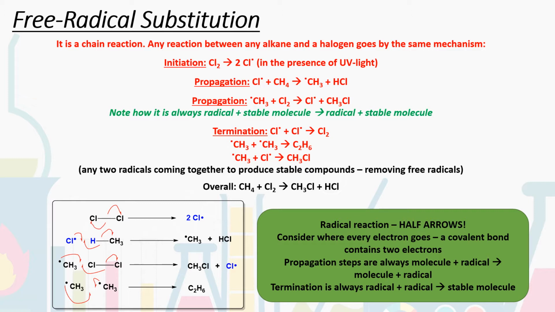The propagation steps are always molecule plus radical gives you molecule plus radical. The radical that we form in the first step must be the radical we use in the second step. The radical that we form in the second step must be the same as the one we start with in the first step. We have to have UV light, and termination is always a radical plus a radical to give a stable molecule. And if you're drawing it out as the arrows, always use the half or the fishhook arrows for 1 electron movement.